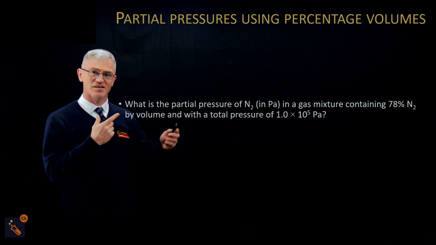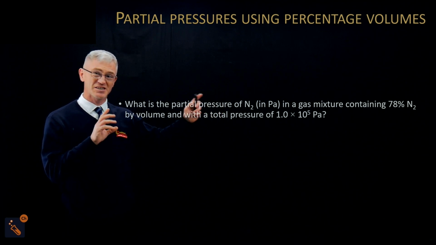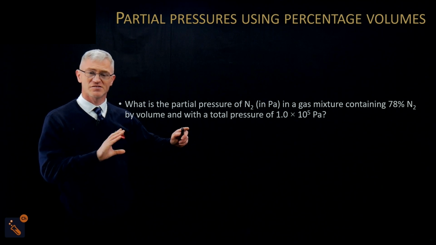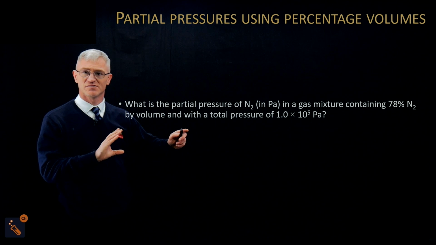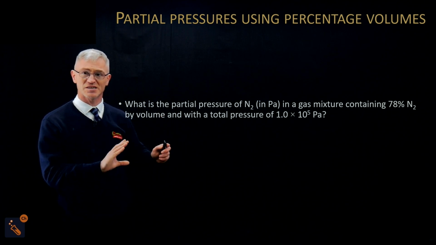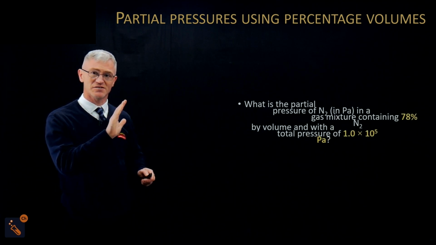Now if that is the case, if I know that it's 78% by volume, I know that 78% of this volume is nitrogen. That means that in terms of the mole fraction, 78% of the mixture by moles is nitrogen. So let's put that to the side.